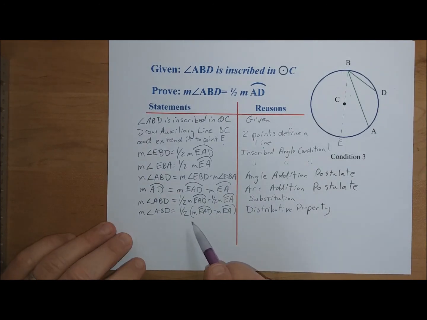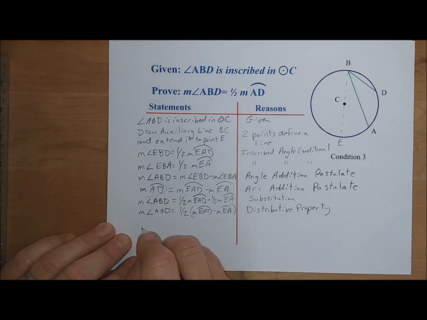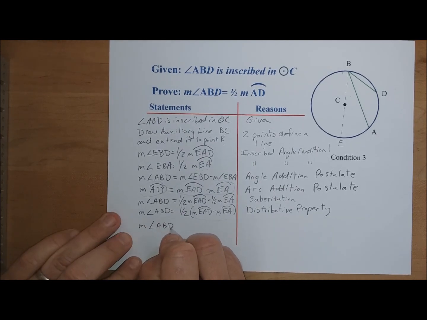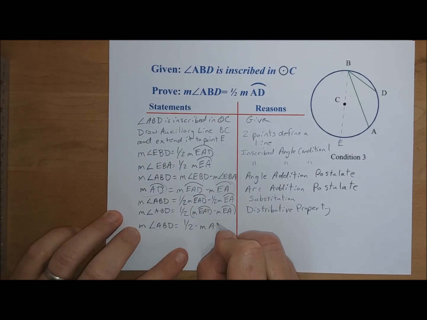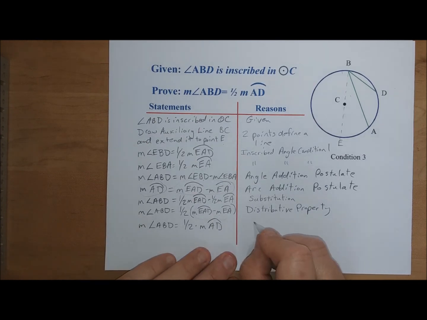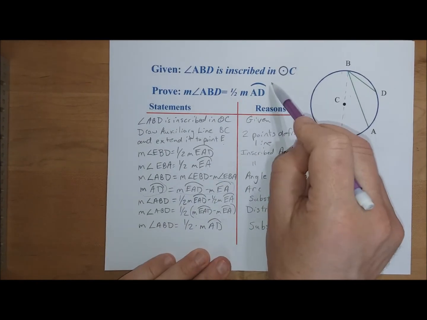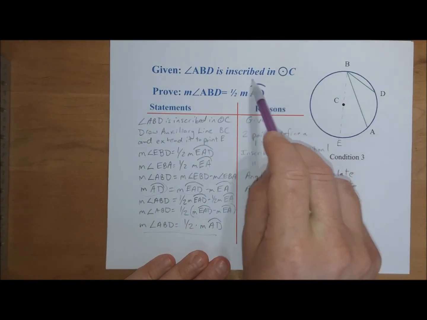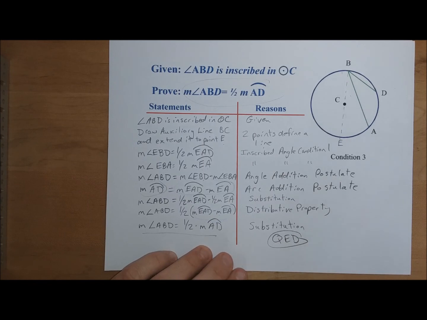Good. And now that I've got this measure of arc EAD minus the measure of arc EA, that looks suspiciously familiar. That looks like this guy right here. So I can go ahead and substitute that in. And I'll get the measure of angle ABD equals 1/2 times, I'm going to substitute in the measure of arc AD right there. How do I justify that substitution? Take a quick glance up at your dashboard. Does this match what we were being asked to prove? In fact, it does. QED, all set.